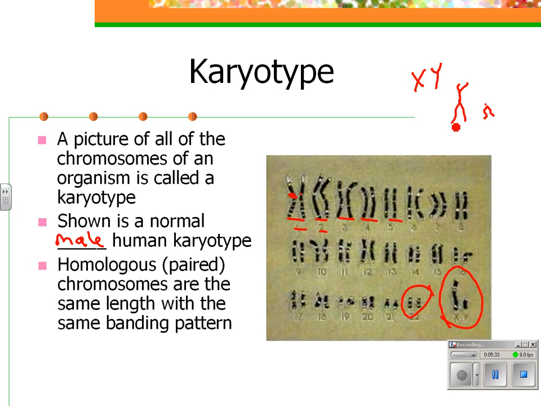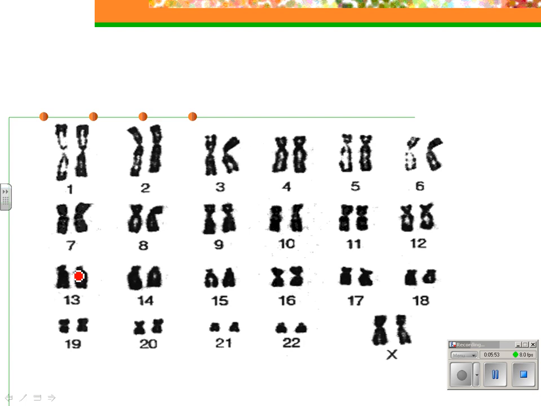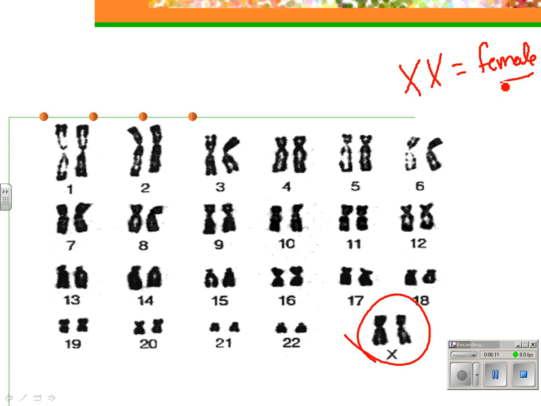We use a term for these chromosomes. We use the word homologous. Homologous or paired chromosomes are the same length and they have the same banding pattern on them. And again, humans have 46 chromosomes and 23 pairs. Here's another pair, here's another set. This one looks very much the same as the last one. You can't see the banding pattern very well, except the last pair look the same. That would be two X chromosomes. That would tell you have a female. It's a female karyotype. You know it's normal because every chromosome is paired up.